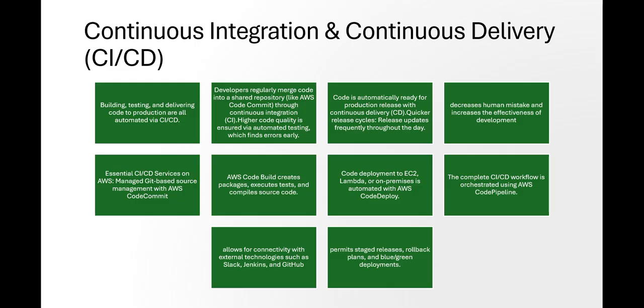Essential CI/CD services on AWS. AWS CodeBuild creates packages, executes tests, and compiles source code. Code deployment to EC2, Lambda, or on-premises is automated with AWS CodeDeploy. The complete CI workflow is architected using AWS CodePipeline, allowing connectivity with external technologies such as Slack, Jenkins, and GitHub, and permitting stages, releases, rollback plans, and blue-green deployments.